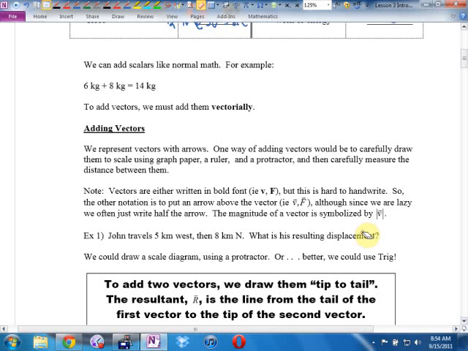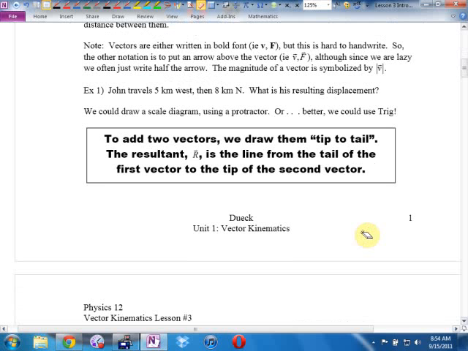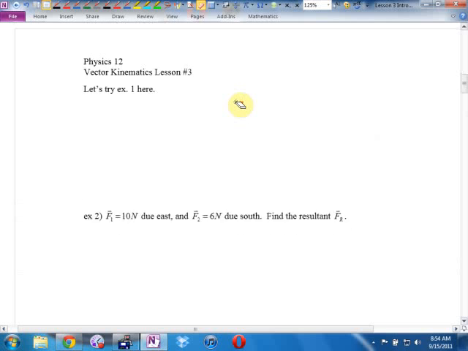So John travels 5 kilometers west and then 8 kilometers north. What is his resulting displacement? We could get out graph paper and a scale diagram. Eh, we can use trig. Let's try example one here.